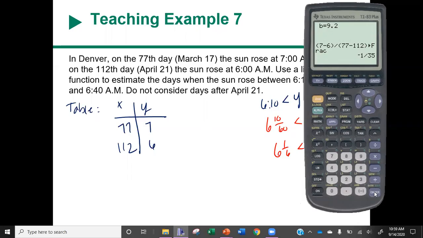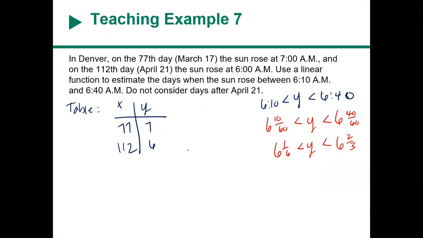My b is 9 2/10. So I have my equation is y equals, I just had a brain fart, y'all. What did I say? Negative 1/35 x and 9 2/10. Okay, so you now have what your y is. This is what's replacing this.